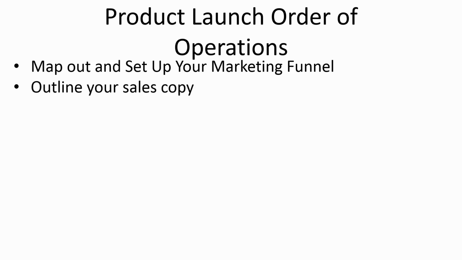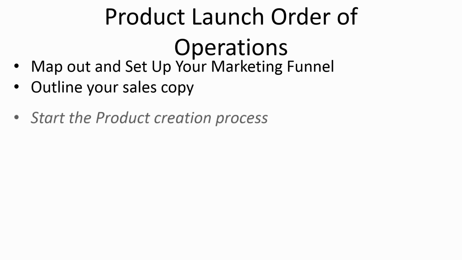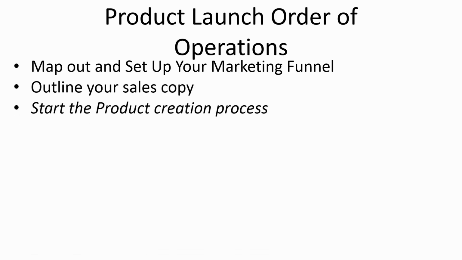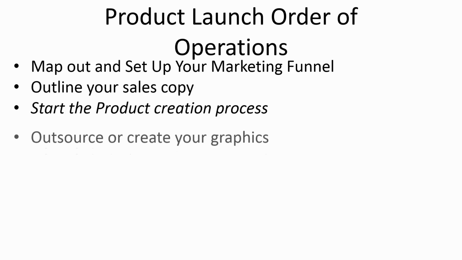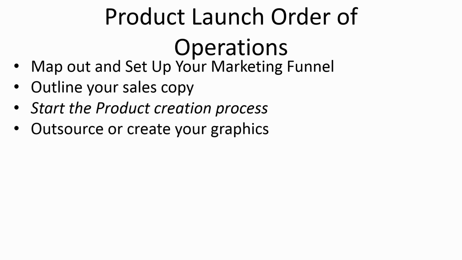What you don't want to do is to create the entire product first, obviously, and then go to the marketplace with it. You want to go to the marketplace, determine what you know is going to sell, and then go and create your product. And once you've done that, you can then start the product creation process, right? You can start putting your videos, your audios, your PDFs, anything else together. You should then start outsourcing or creating your graphics. This part will be easy for you if you have already outlined your sales copy.